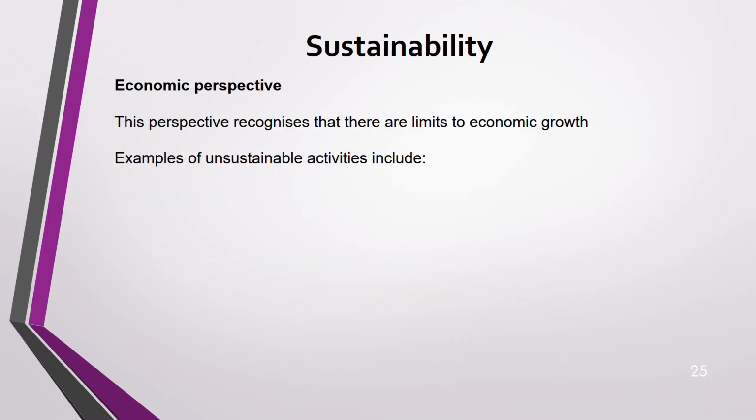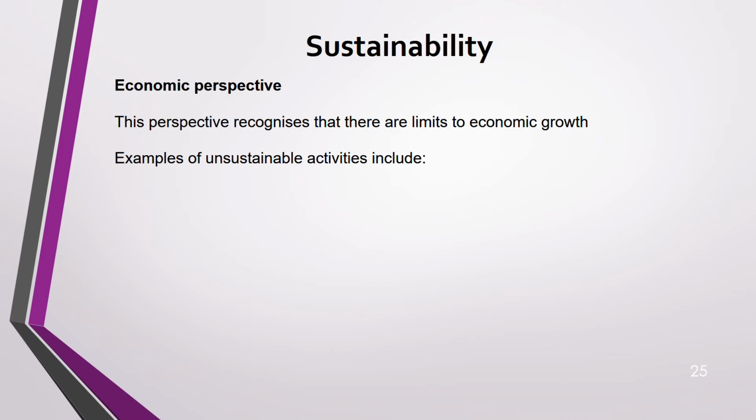So now we are going to go through the first perspective, that is economic perspective. We are going to go through all the three perspectives one by one. Economic perspective says no matter whatever you do, all the resources you have, there is a limit to your growth. You cannot keep on growing. You cannot keep on expanding and expanding. There should be some limit, right? So economic growth also has some limit. And these are some examples of unsustainable. See, sometimes it's not just important to know what is sustainable. You need to know what is unsustainable also.